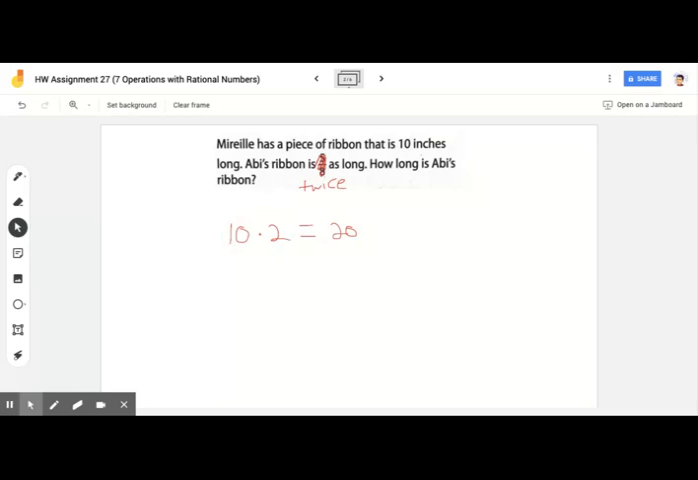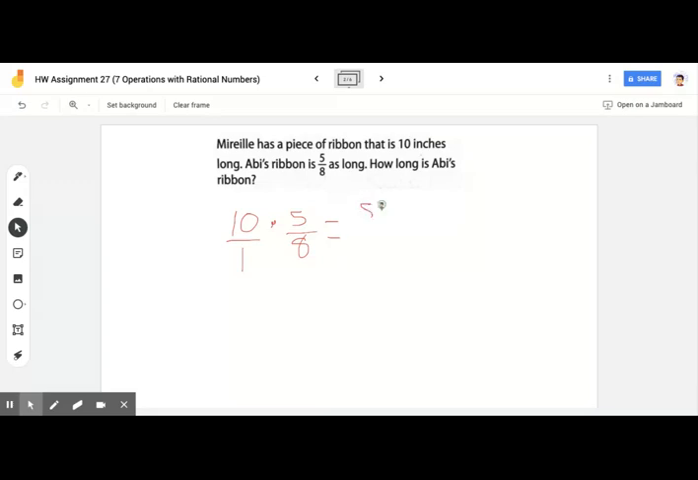Well, if we're saying that Abby's ribbon is 5/8 as long, we're simply going to take that 10 and multiply by 5/8. Okay? And because these are word problems, we're going to make sure that we have full sentences for each. So Muriel's is 10 inches, Abby's is 5/8 as long, we're going to multiply 10 times 5/8. And remember, when we multiply fractions, I want to make this 10 into a fraction, which is just 10 over 1, and we multiply straight across.